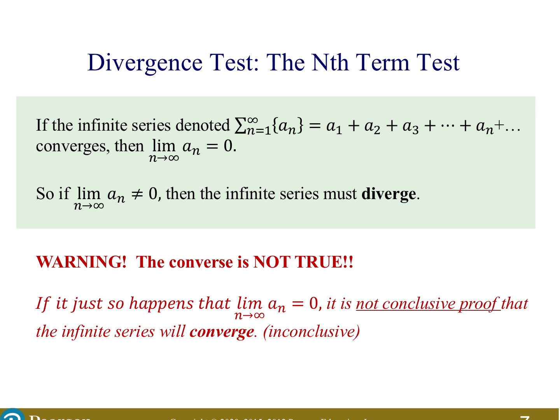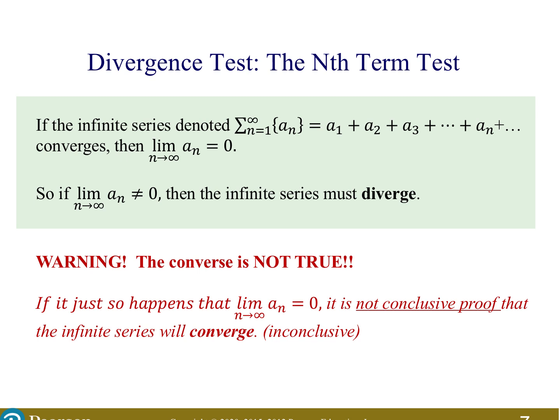The contrapositive is also true. So, if the limit of the last term is not 0, then the series must diverge. In other words, not converge. That's the contrapositive. If not A, then not B. Okay, we've got that going on. However, the converse is not true. Just because the limit of the last term happens to approach 0 does not guarantee convergence.